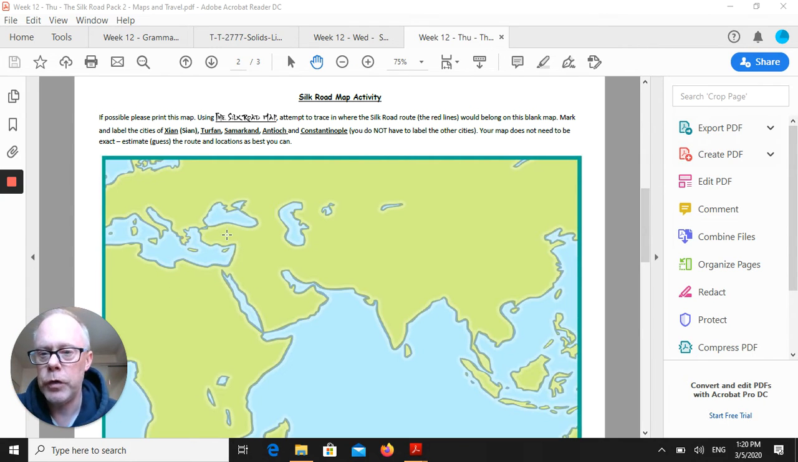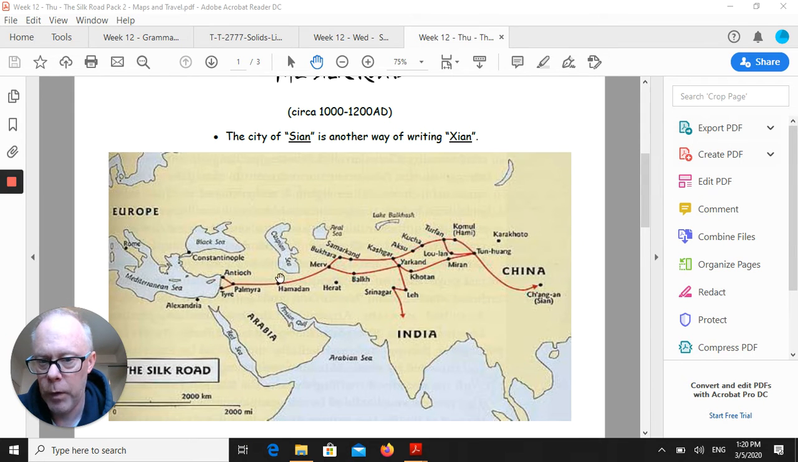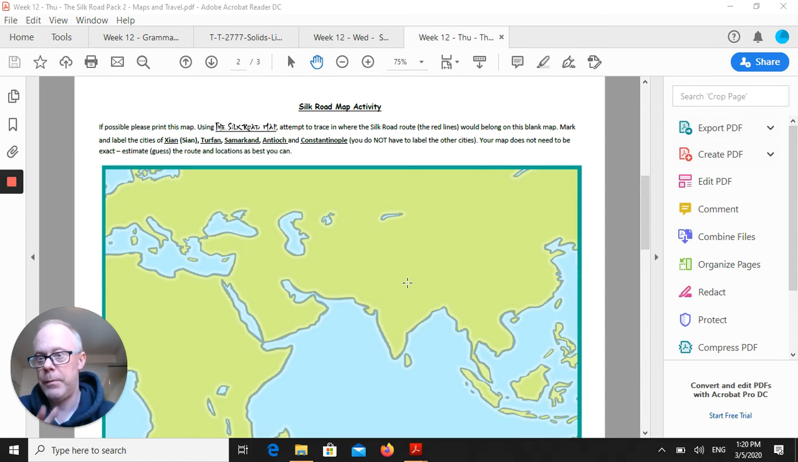But what I do want you to do is to try to, as best as you can, copy that red line, or those red lines, I should say, onto that map. Now, I'm not expecting it to be exactly correct. As we discussed a couple of weeks ago when we had a look at the Silk Road in history, the Silk Road wasn't just one road, and it wasn't clearly defined. That means the road used to change a lot over the many years the Silk Road was operating.